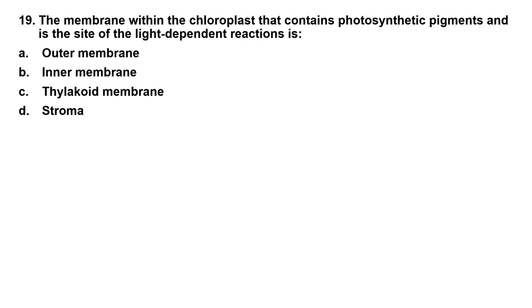Okay, now answer these questions. The membrane within the chloroplast that contains photosynthetic pigments and is the site of light dependent reaction. This is a very simple question. Yes, thylakoid membrane. We were discussing these points only. The thylakoid membrane is the site where all the different protein complexes, PS1, PS2, cytochrome b6f, ATP synthase, are present. In case of mitochondria, it was present on the inner mitochondrial membrane.